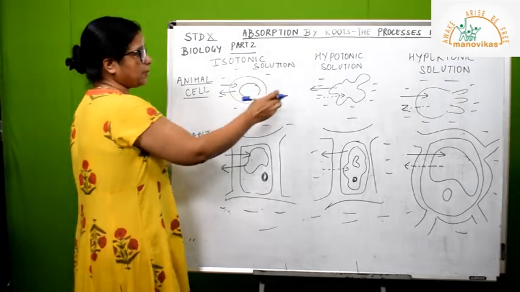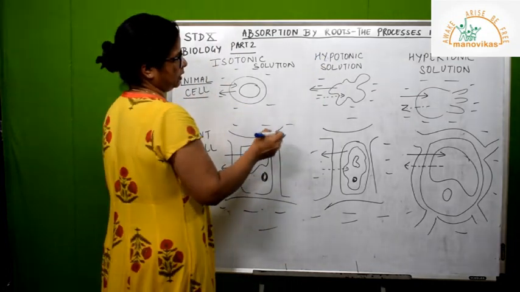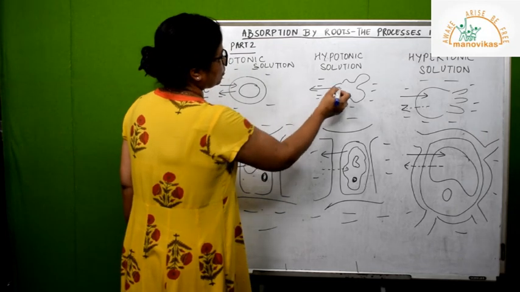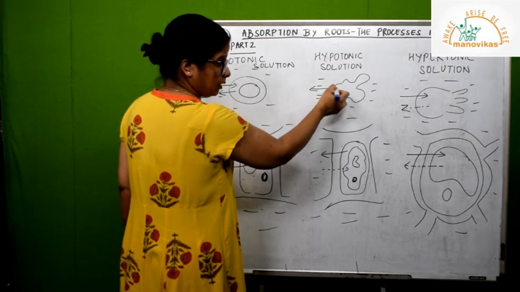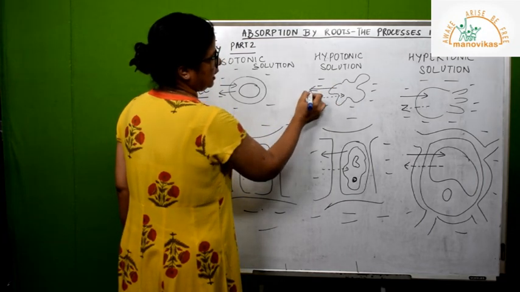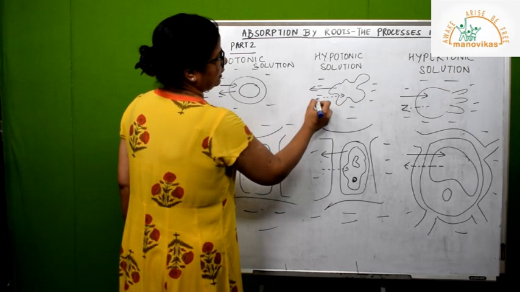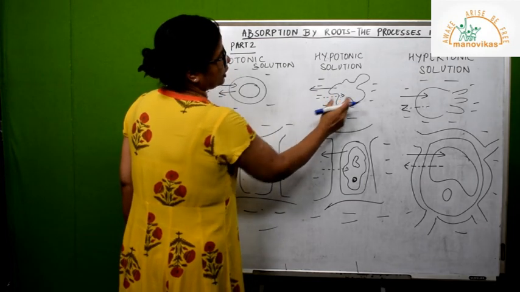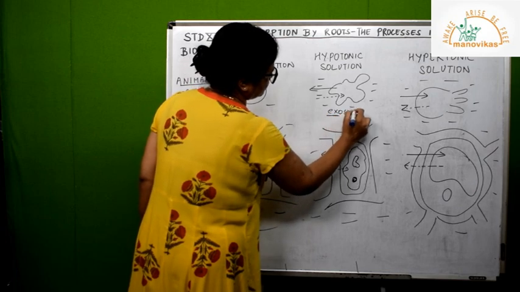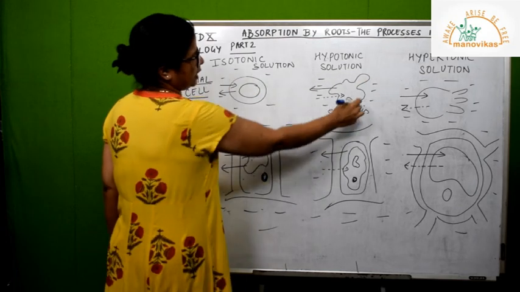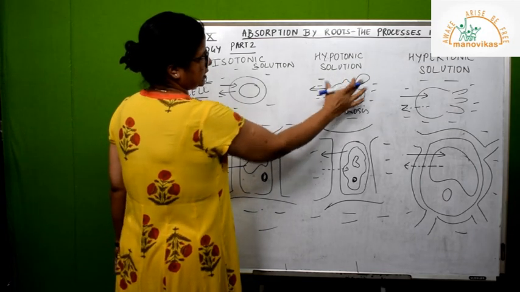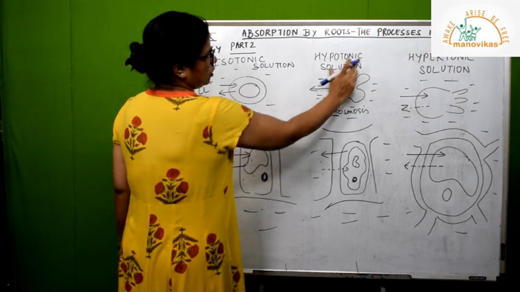Now if the cell was placed in a hypotonic solution, that means what? The concentration outside is low. So what would happen of the solute in comparison to the inside of the cell? There is exosmosis. See how it is leaving, and the amount entering in is less. Hence exosmosis happens here. See the condition of the cell. It is shriveled up. It's not flaccid and it's not bulging, it's not round, it is shriveled up.